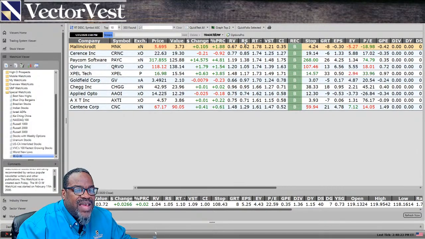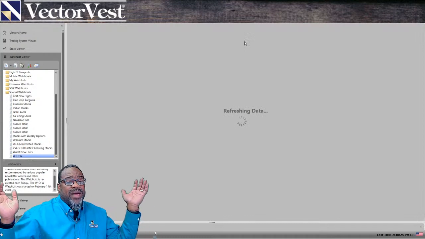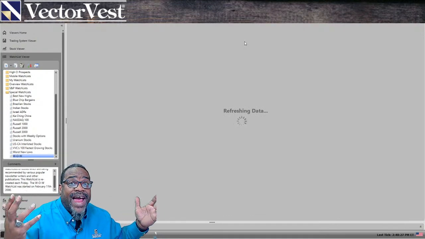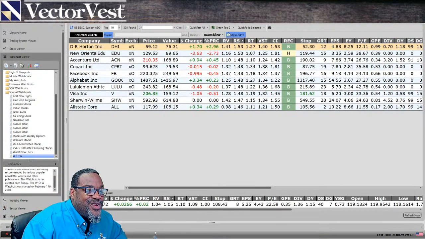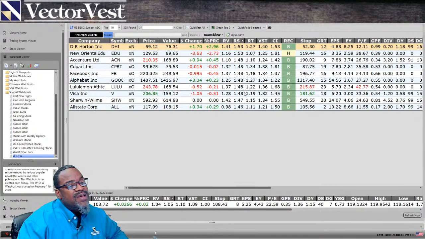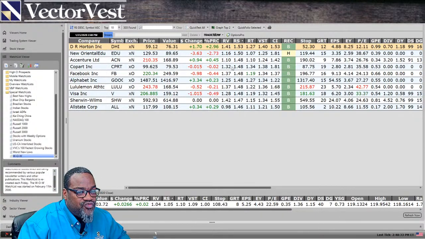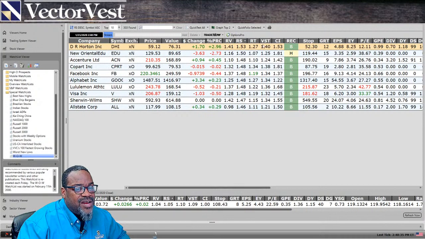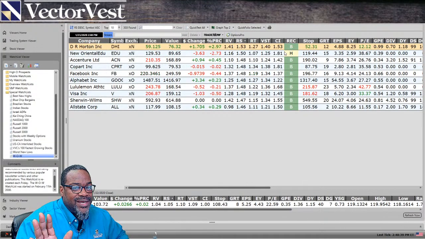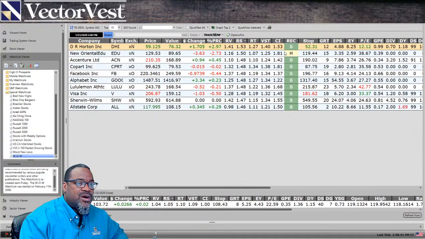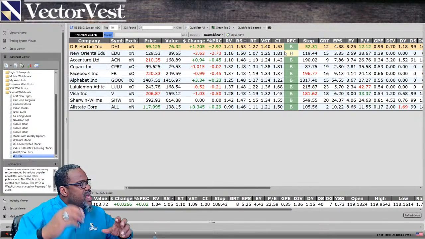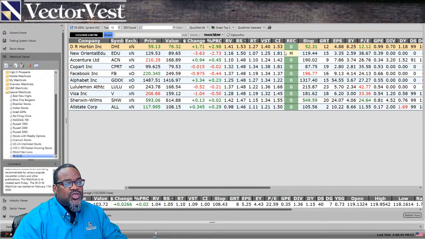If I want to see the safest stocks in this list, stocks that I might want to invest in for my retirement, out of the 303 stocks, which ones are the best? Folks, the power of force ranking within the VectorVest watch list is unsurpassed. This is the power, again, of using the software and going right along with the 2020 vision.